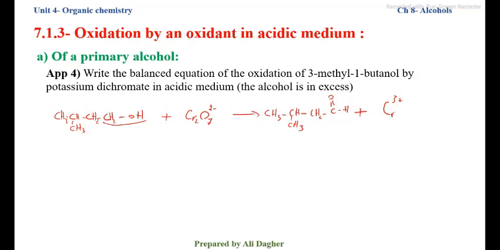Now we balance the first half reaction. First, dichromate gives chromium. We have 2 chromium atoms in the reactant and 1 in the product, so we multiply it by 2. Now we have 7 oxygen in the reactant. We add 7 H2O in product. We have 7 times 2, 14 hydrogen. We add 14 H+ in reactant. Now charge: 2 minus and 14 plus, 12 plus in reactant. 2 times 3, 6 plus in product. 12 minus 6 remains 6 electrons in reactant.